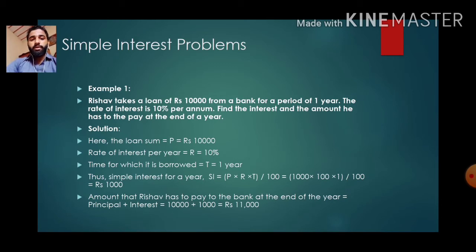The simple interest for the year is SI is equal to P multiplied by R multiplied by T divided by 100. That means 10,000 multiplied by 10 multiplied by 1 divided by 100 is equal to 1,000. The amount that Rishwa has to pay the bank at the end of the year is principal plus interest, which is 10,000 rupees plus 1,000, equal to 11,000 rupees. He has to give back this after 1 year.